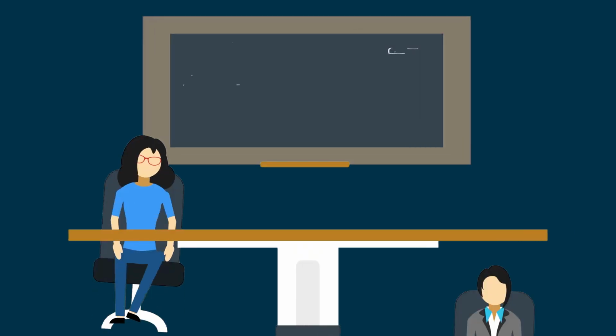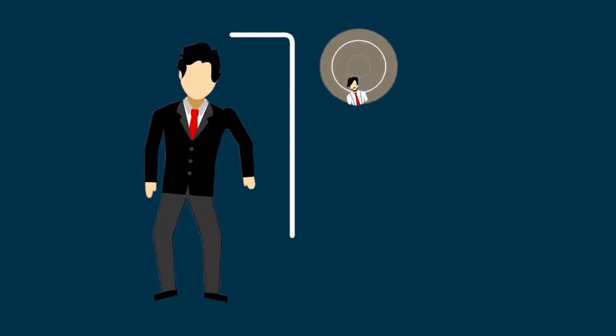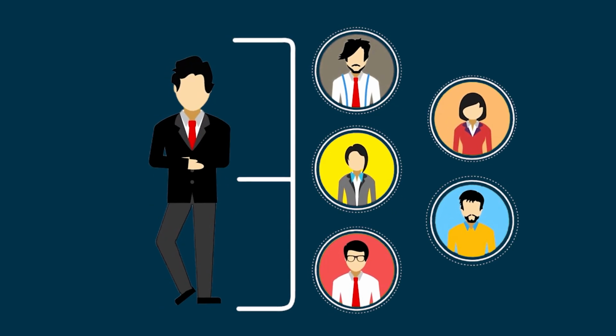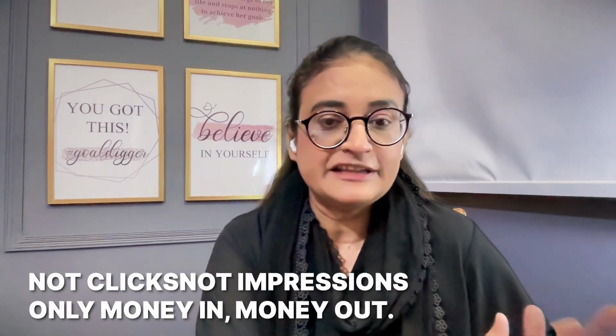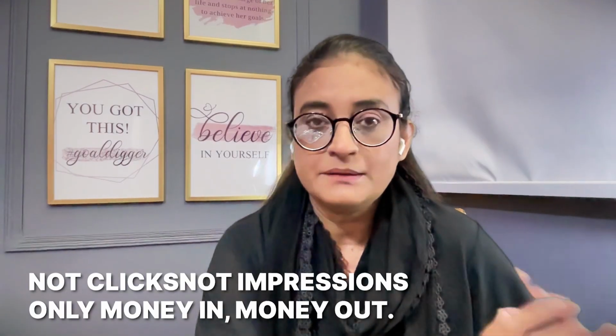Number 3, cost per conversion or cost per lead or cost per sale. So this is where most business owners should focus. It tells you exactly how much it costs to generate one real lead, one real customer, or one real sale. This number must always be compared with your profit margin. Number 4, return on ad spend. If you spend $1,000 and made $5,000 from that campaign, your ROAS would be 5x. This is the real business metric, not clicks, not impressions, only money in, money out.